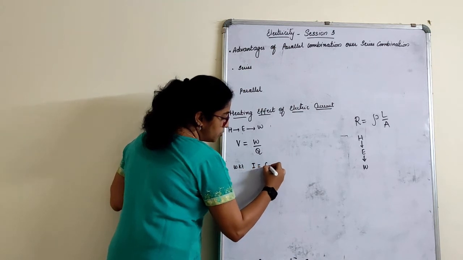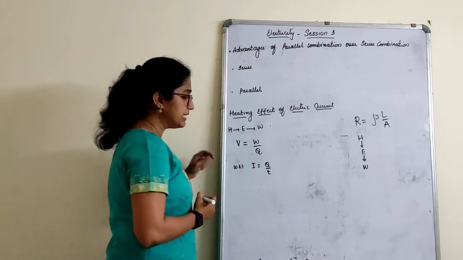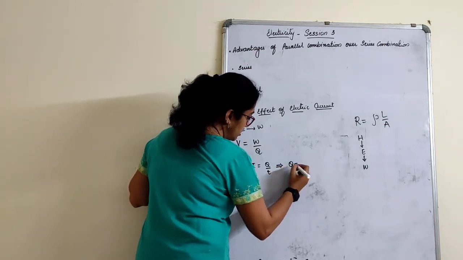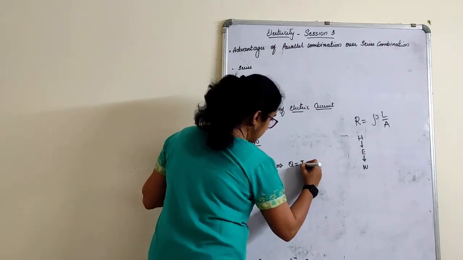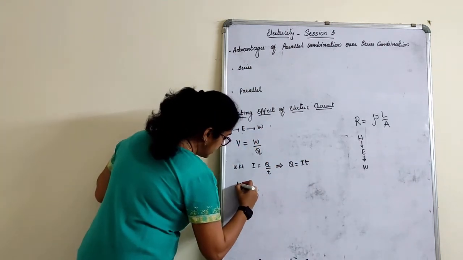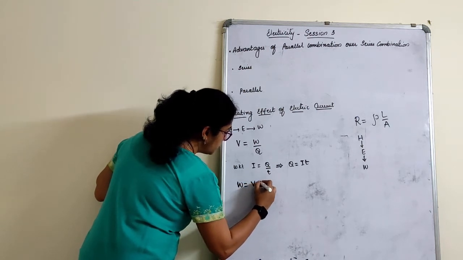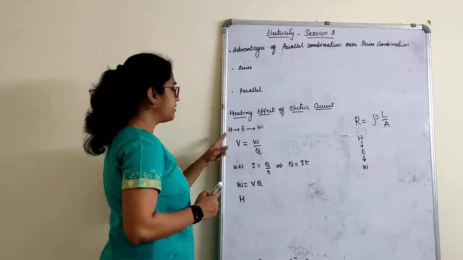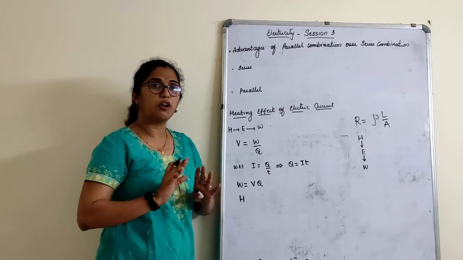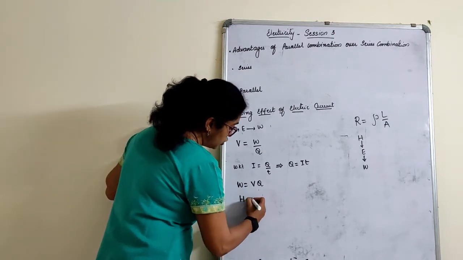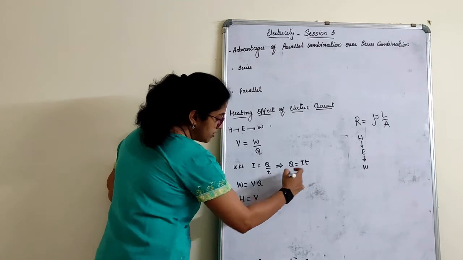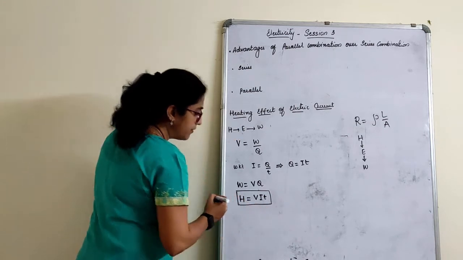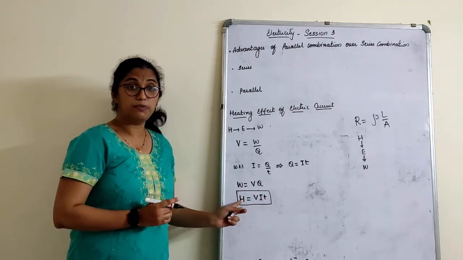Yes, we know that current is equal to charge by time, right? This implies Q is equal to I T. So I'll write this as W is equal to V Q. W, I will write in the form of H. Why? Because heat is a form of energy, energy is capacity to do work. All are interrelated here. H is equal to V, where Q is written as I T. This is one formula for heat energy produced.